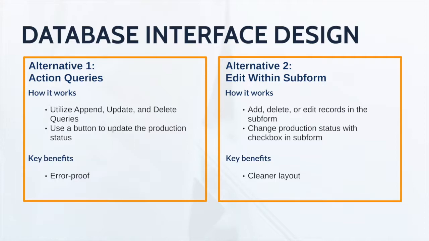When designing the interface of the database, we had 2 main alternatives, each producing a slightly different background structure of the database. Our first option was to utilize action queries such as append, update, and delete to edit the data tables. In this alternative, users would side select a record and use text boxes and buttons to edit the information. This minimizes the mistakes that could be made by users editing data. The second alternative is allowing the planners to edit data within the subform, eliminating the need for any text boxes or buttons. This provides a much cleaner layout, but requires planners to be precise with their data manipulation.